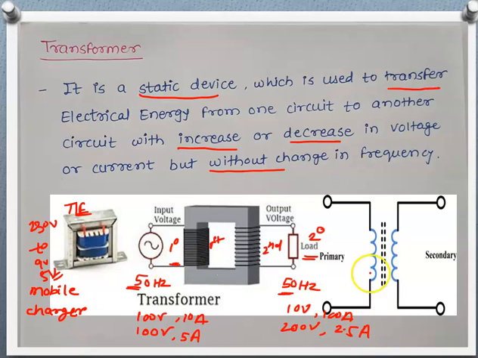Okay, and this is the symbol of transformer, where this represents the primary, this represents the secondary. Observe here, the primary is separate and secondary is separate. There is no electrical connection or electrical contact between primary and secondary. Okay, then how it works?